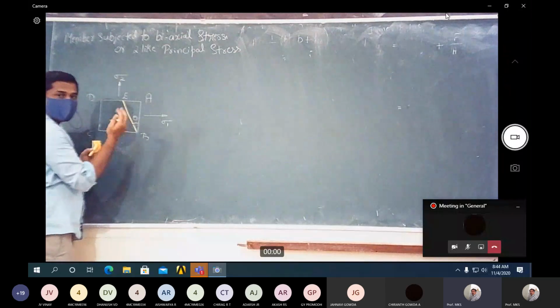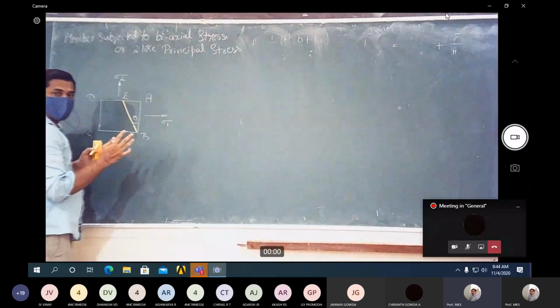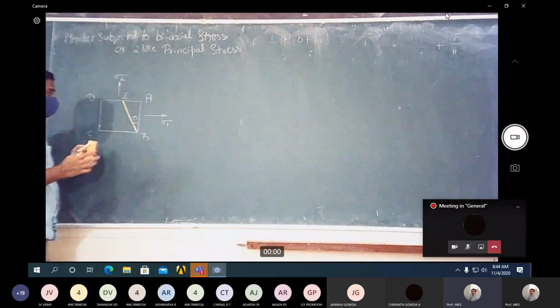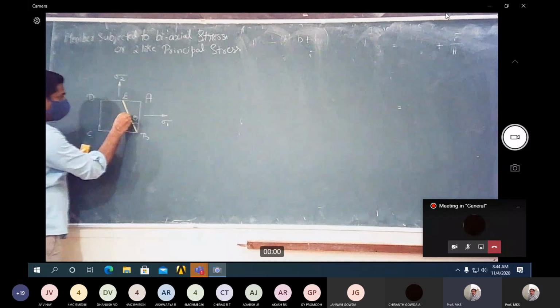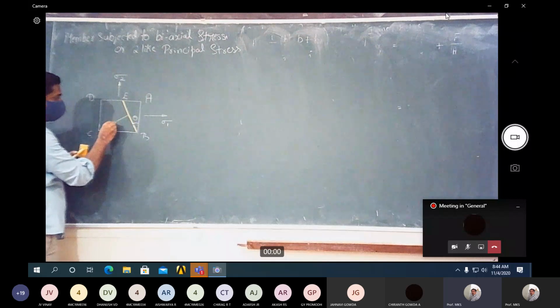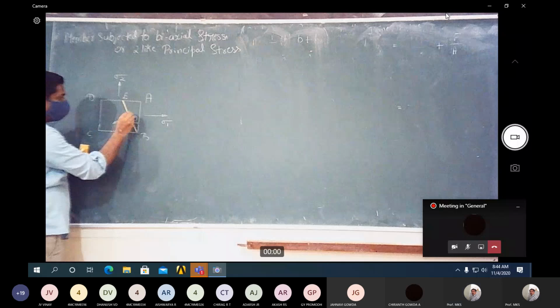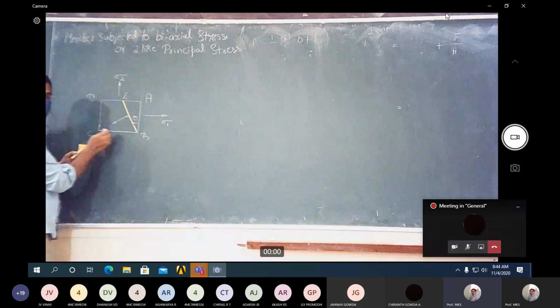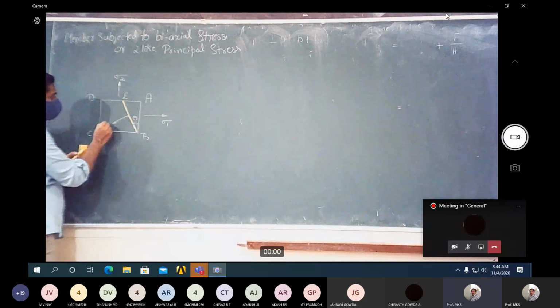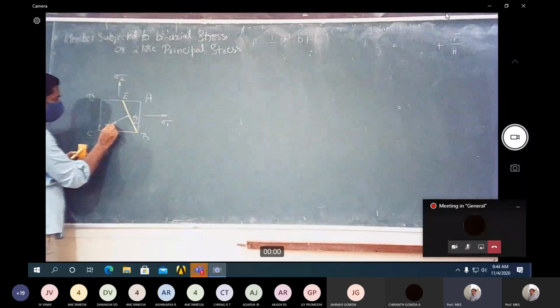Over this inclined plane, there always exist two stresses. One is a normal stress, another one is the shear stress. The normal stress is always acting perpendicular to the plane. So this is the plane EB, and the normal stress is sigma n.